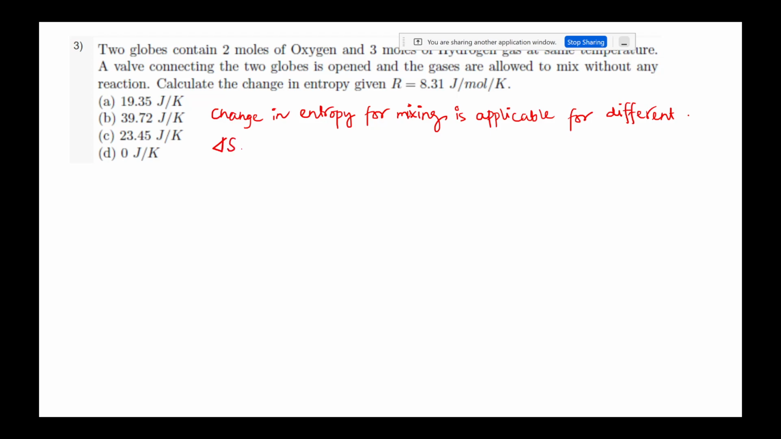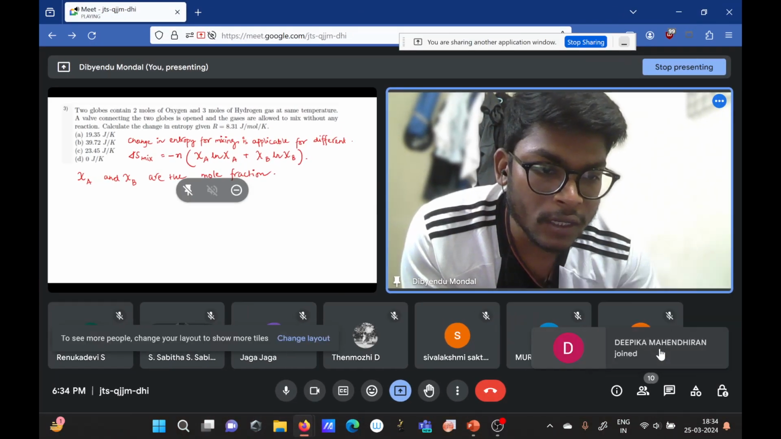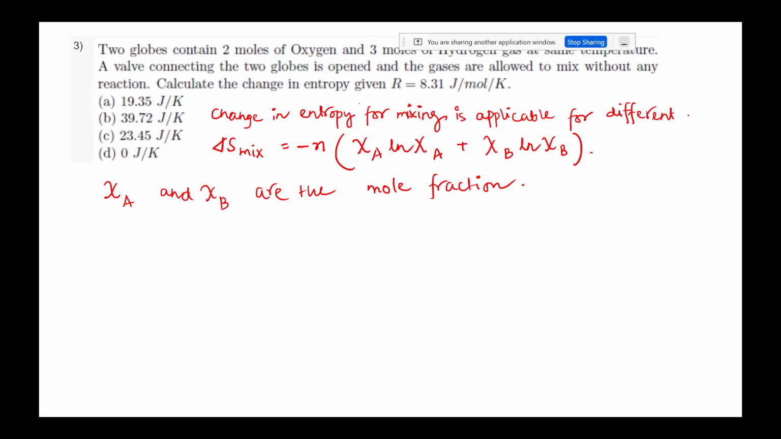So delta S mix is equal to N times chi A ln chi A plus chi B ln chi B. There will be one minus here. So what is chi A and chi B? Chi A and chi B are the mole fractions. Mole fraction is the number of moles of a certain gas divided by the total number of moles of gas present in the system.